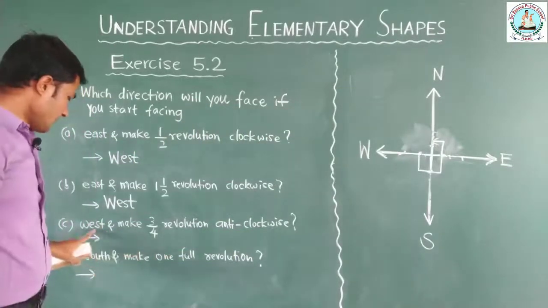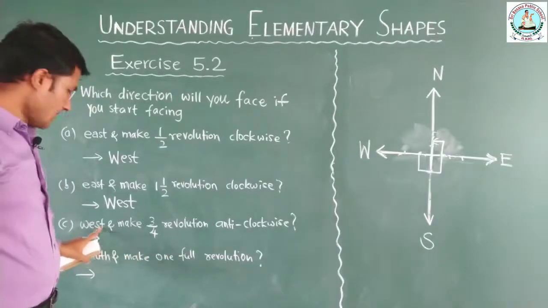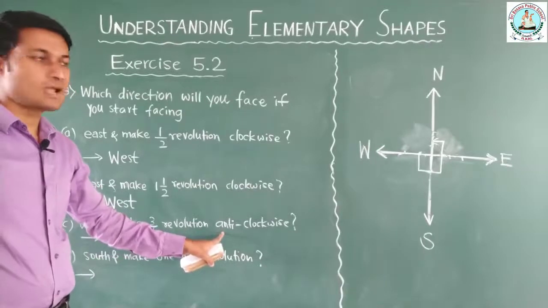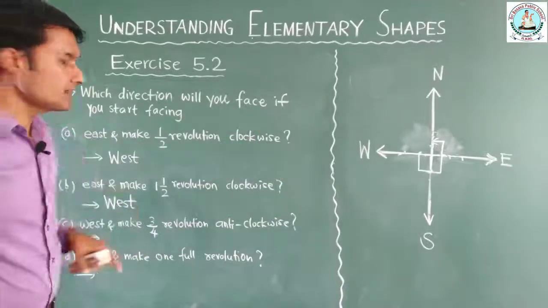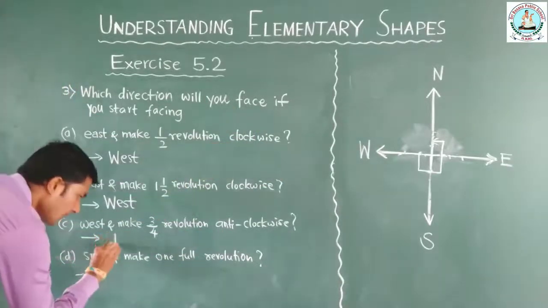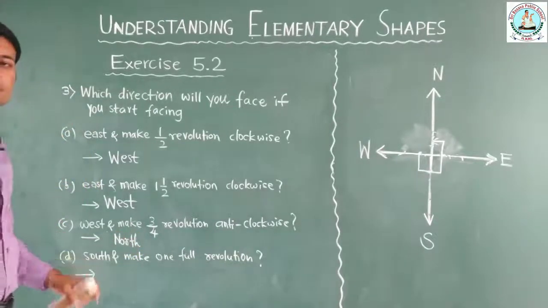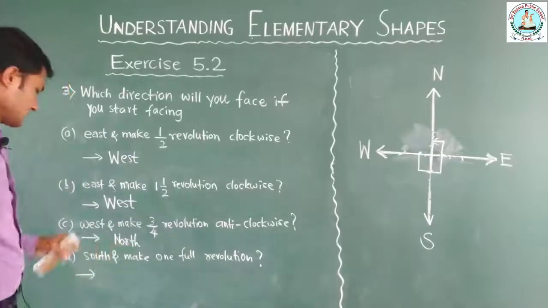Similarly, you are right now in the west direction, and you are making 3/4 revolution in an anti-clockwise direction, and finally where will you be facing? You will be facing in the north direction after covering 3/4 revolution in anti-clockwise direction.